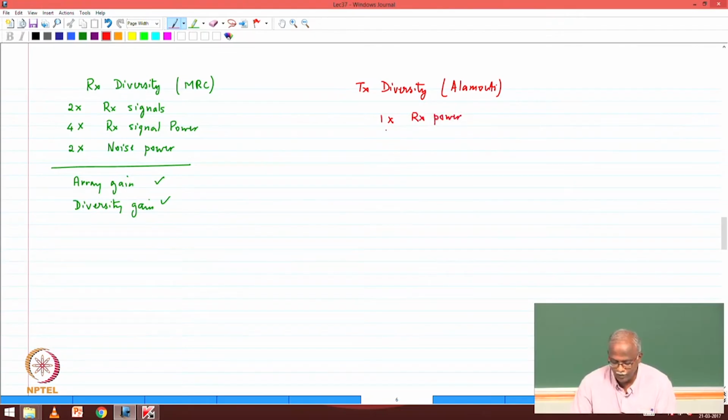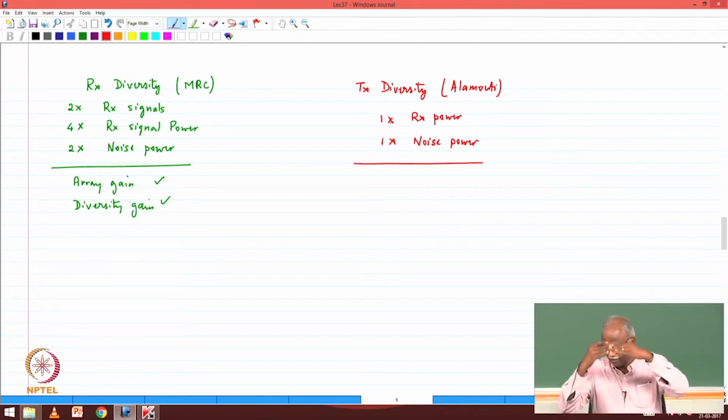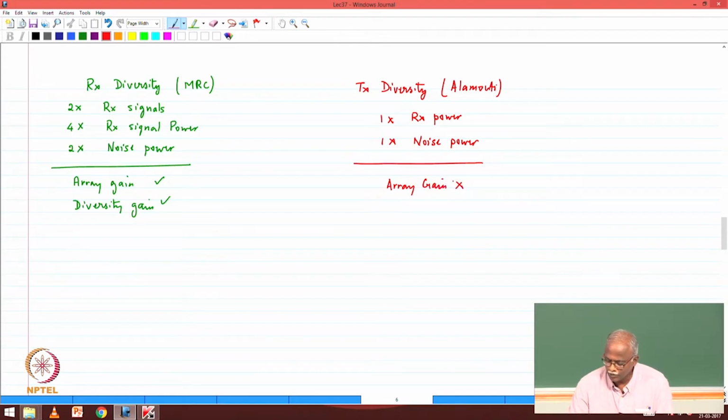And of course, since there's only one antenna, there is only 1x noise source. So in the ratio of signal power to noise power, there is no array gain, because it's 1x in the signal power and 1x in the noise power. Therefore, I do not have array gain. But diversity gain, yes, because I have actually combined |Z1|^2 plus |Z2|^2.